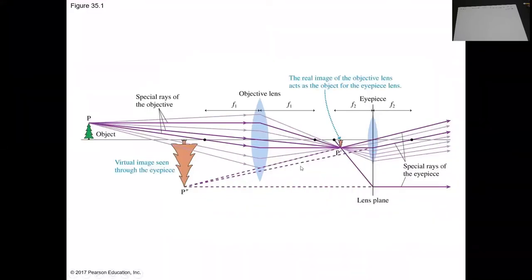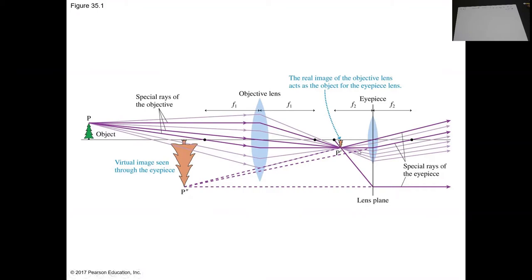All right, here's an optical system composed of two converging lenses. We'll call this lens number 1. This lens is going to form an image of the object over here. The object is a little pine tree. You can see the dark purple rays. Those are what I call the principal rays. They all converge at this point over here. So this little real image, notice that it is a real image because the rays are converging there.